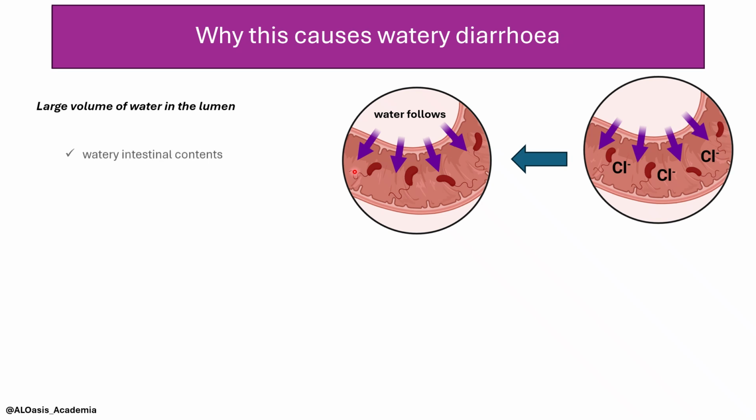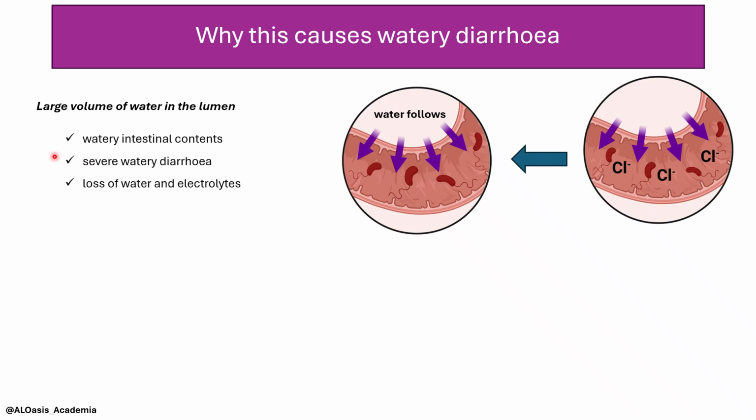So what happens when a large volume of water enters the lumen? First, this will make the intestinal content watery. All the food and all the things that the patients have in their small intestine will become very watery. Why? Because there is a large movement of water into the lumen because of the high concentration of chloride ions. So that's the first thing, watery intestinal content. If the concentration of chloride ions is very high, this will be mirrored by very high movement of water into the lumen, and this might result in severe watery diarrhea when there is a large amount of water entering the lumen.